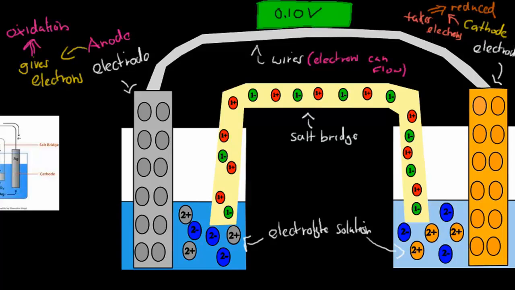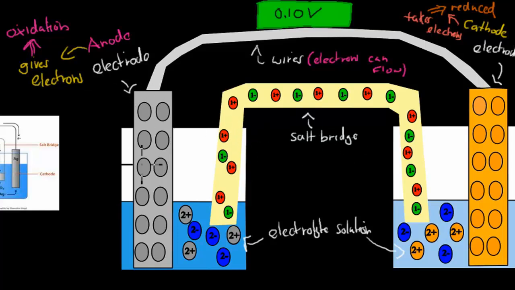If you're still confused with the terms oxidation and reduction, just remember the acronym OIL RIG. Oxidation Is Loss: the electrode at the anode has lost electrons. Reduction Is Gain: the cathode, the copper electrode, has taken electrons, so it has gained electrons and been reduced. OIL RIG is a good acronym to remember oxidation and reduction.